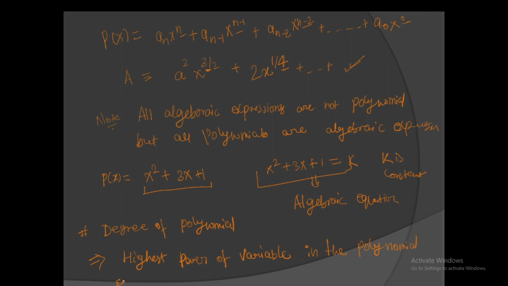Example, 0x raised to 7 plus 3x raised to 4 minus 5x square. So in this, the degree of the polynomial will be 4. You might be considering that the maximum power of the variable is 7, but it is multiplied with 0, so the whole term is 0, and what we are left with is 3x raised to power 4 minus 5x square. So the degree of this polynomial will be 4.